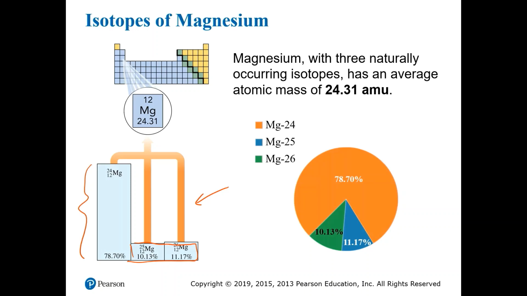And then in the pie chart, you can again see that this is the 78.7% piece of the pie, which is more than 3/4 of all magnesium atoms, right? So more than 3/4 of all magnesium atoms that you find are going to be isotope magnesium 24. Okay? If you average these together, and not just averaging the mass by adding them and dividing by 3, but by actually taking the weight in terms of the percent abundance, then you get the atomic mass that's listed on the periodic table, which is 24.31 AMU.